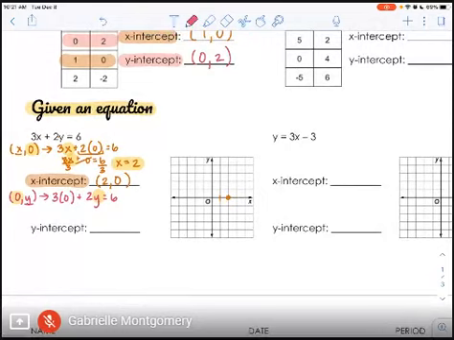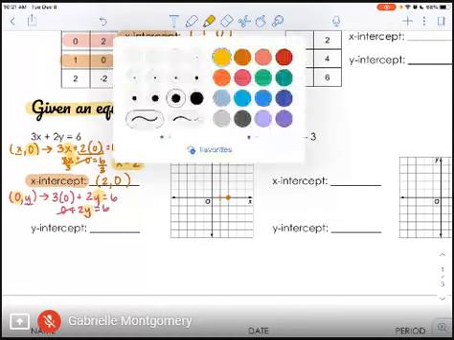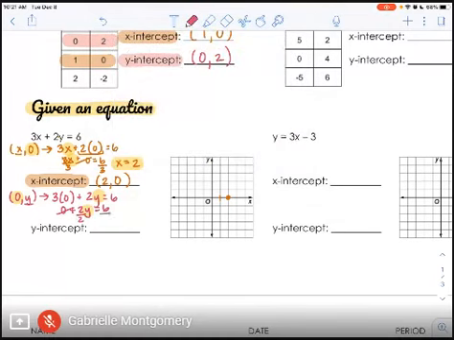Well, 3 times 0 is just 0, plus 2y equals 6. 0 plus 2y is 2y plus nothing, so I just have 2y equals 6. In order to get this y all by itself, I'm going to divide both sides by 2. These 2's cancel, leaving me with y equals 3. So when x is 0, I get a y value of 3. That means that my y-intercept is the point (0, 3).